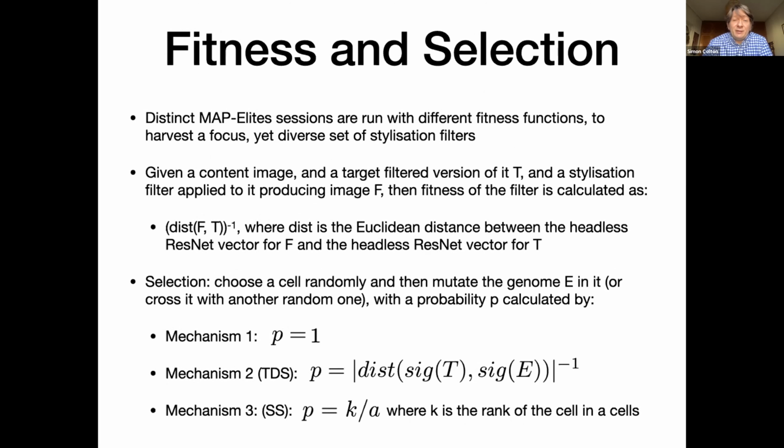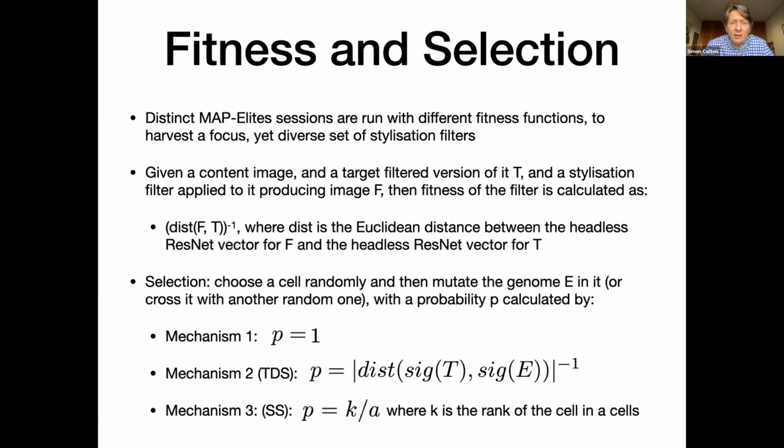So basically, to calculate the fitness, you start with a content image, let's say the normal picture of Brad Pitt, and then you have a target filtered version of it, which we call T. And then a stylization filter, that's what we're trying to assess the fitness of, which we will call F, which has been applied to an image, and that's what we call the stylized image F. Then the filter fitness is calculated as the reciprocal of the Euclidean distance between the headless ResNet vector for the filtered version F and the target stylized image T. So basically, you want to have images which look more and more like the filtered version of the target content image.